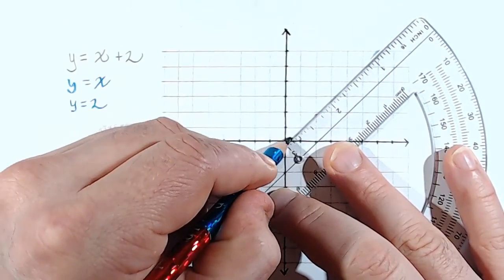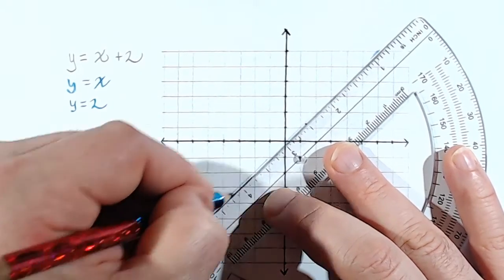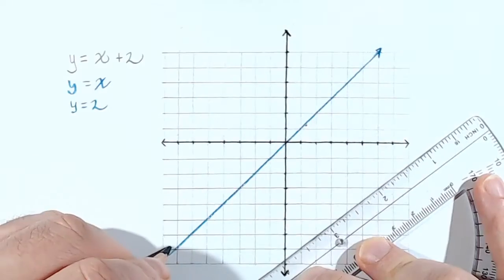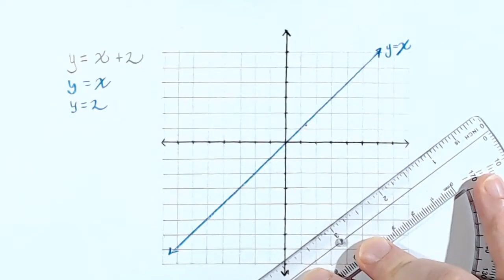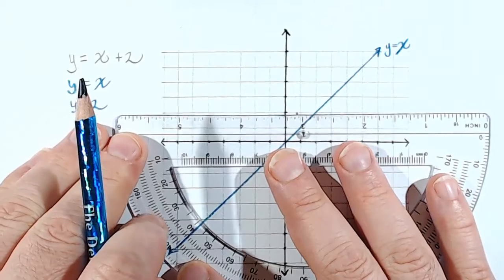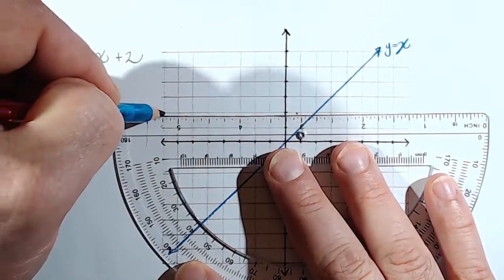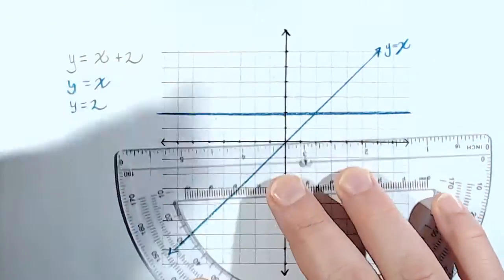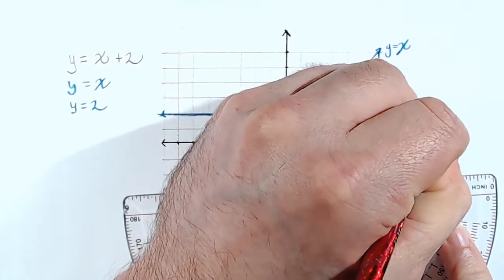Just want to make sure I'm going to have it pass through all the right points. Okay, so there's the line y equals x. And now let's graph the line y equals 2. That's just a horizontal line passing through 2 on the y-axis because it has a slope of 0. Okay, so there's our two lines. This is y equals 2.